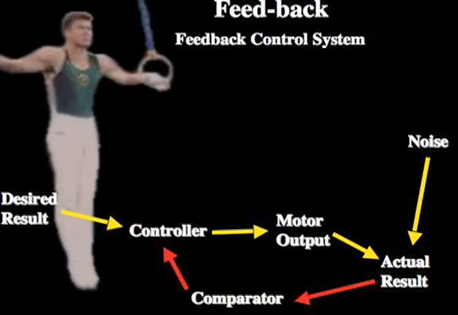There's a desired result. I want to do this gymnastic maneuver. And the controller is taking information back from the body the whole time and adjusting the motor output continually to make the actual result match the desired result. There's still noise there, but this time it's dealt with all the time, on the fly, instead of in chunks. So those are two of the three sorts of feedback.